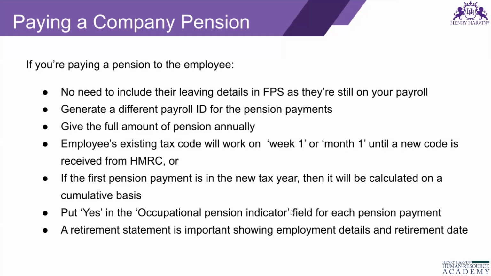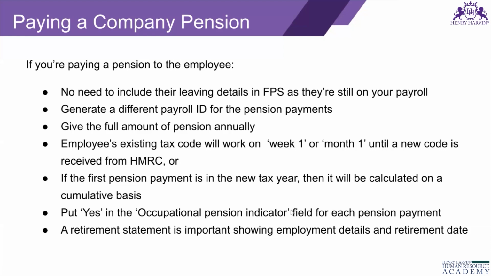Employees' existing tax code will work on week 1 or month 1 until a new code is received from HMRC. So this is something you'll not understand now, but let me explain you in a simple way. The employees' existing tax code will remain same, but tax basis will change. Which means we will not calculate this cumulative. Tax will not be cumulative. Tax will be based on monthly because this is a pension calculation.